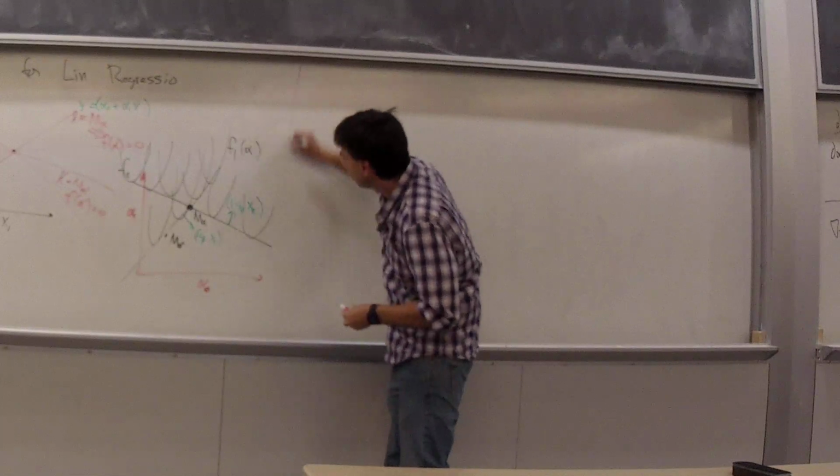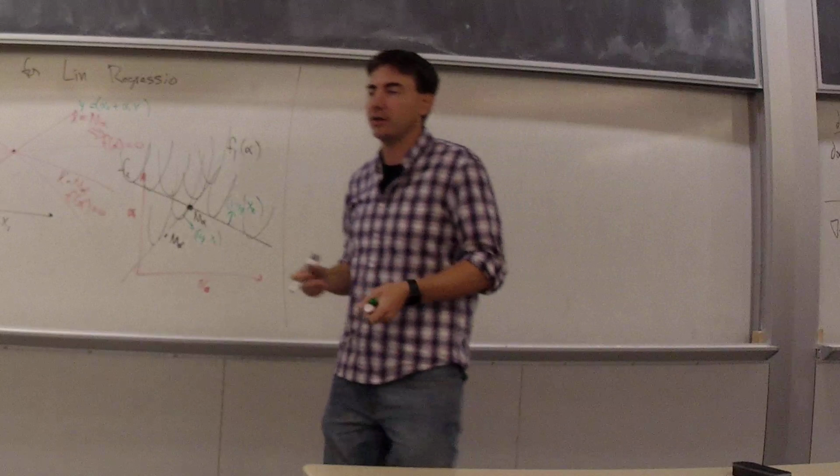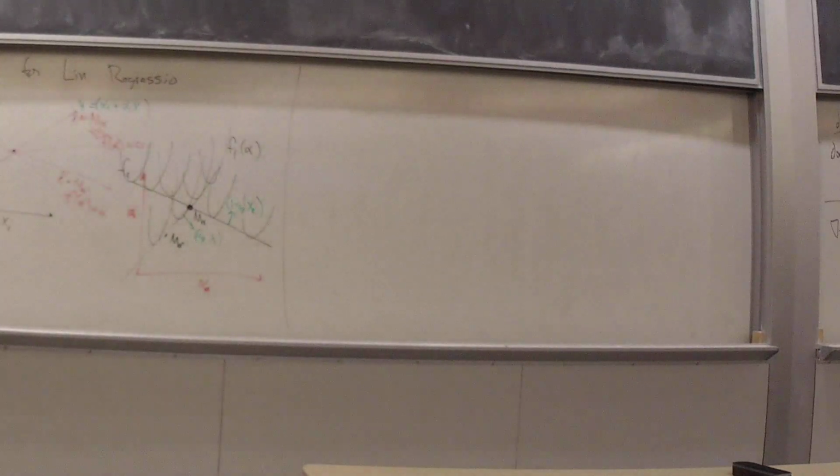Okay, so the second thing I can do with decomposable functions is what's called stochastic or incremental gradient descent.